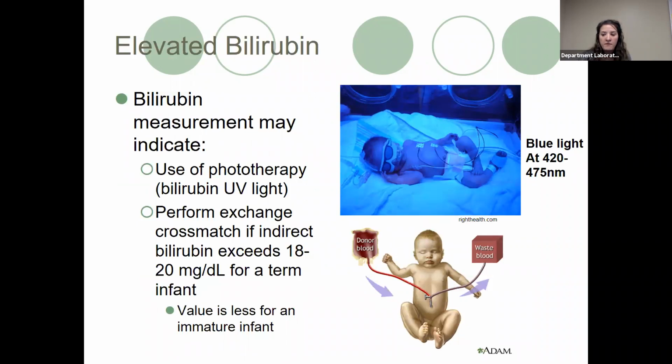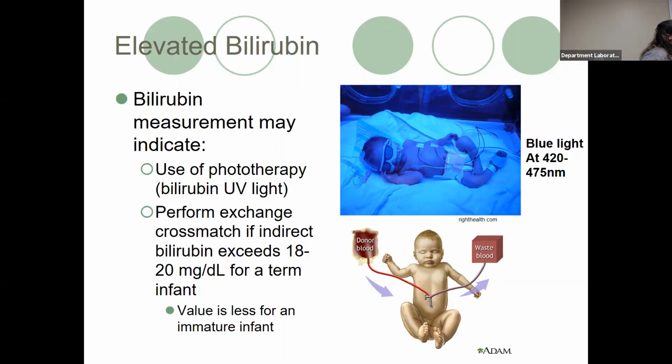All right, so we use phototherapy. They will put the babies under the blue UV lights. And what happens is that phototherapy converts that unconjugated bilirubin into a byproduct that the baby's liver can then excrete. So it helps the baby clear that bilirubin, preventing the kernicterus. Okay? And usually the blue light is at 420 to 475 nanometers.